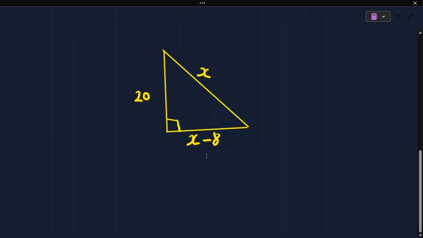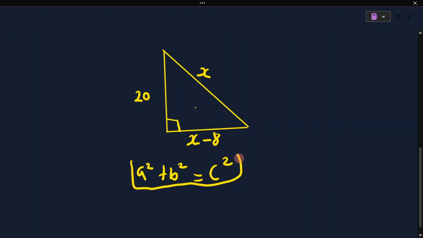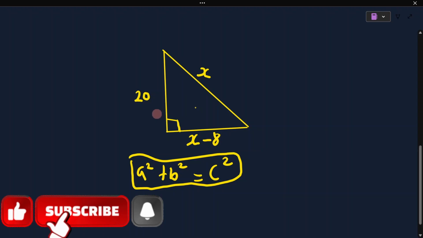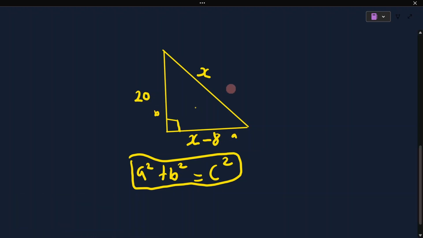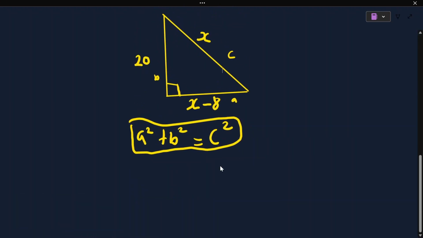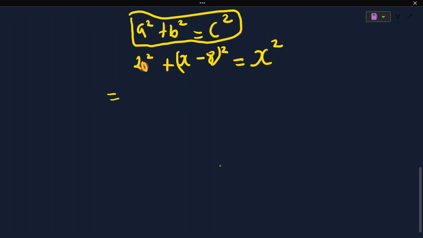So, applying the Pythagoras theorem, remember that Pythagoras theorem says that a squared plus b squared is equal to c squared. If we apply this here, we have this to be our a, this b, and this c. So, applying the Pythagoras theorem, we have 20 squared plus s minus 8 all squared to be equal to, our c here is s, s squared.